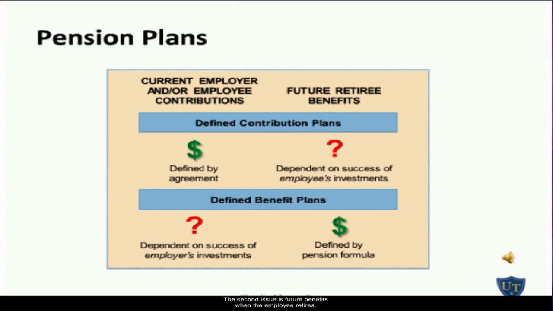The second issue is future benefits when the employee retires. With defined contribution, the employee bears the risk related to their investment decisions. If their investment decisions do not generate returns, there won't be much in the future for benefit payments to be made upon. Alternatively, with a defined benefit plan, this is the cash flow that is defined by the pension formula. So the employee has no risk related to those future benefit payments.